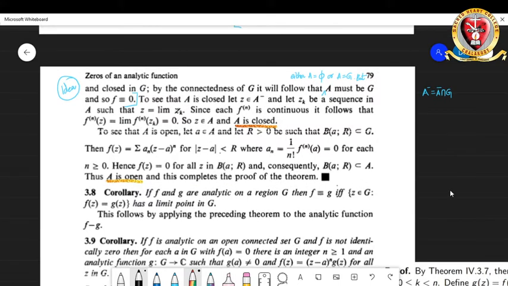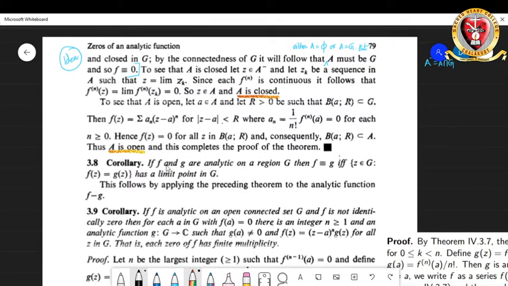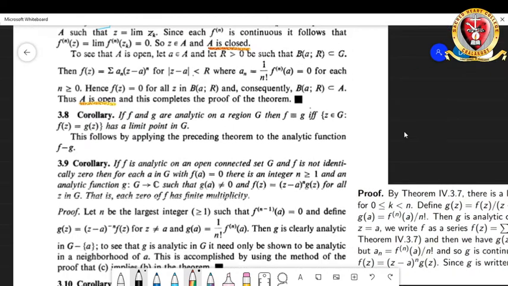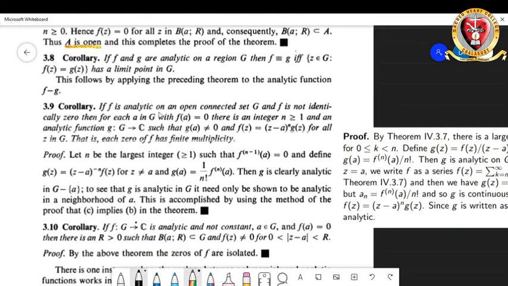Corollary 3.8 says that if f and g are analytic on a region G, then f is identically equal to g if and only if the set of z belonging to G such that f of z is equal to g of z has a limit point in G. You just have to think about f minus g. Take the function f minus g identically equal to 0, and the rest of the theorem falls into the proof from the earlier theorem.